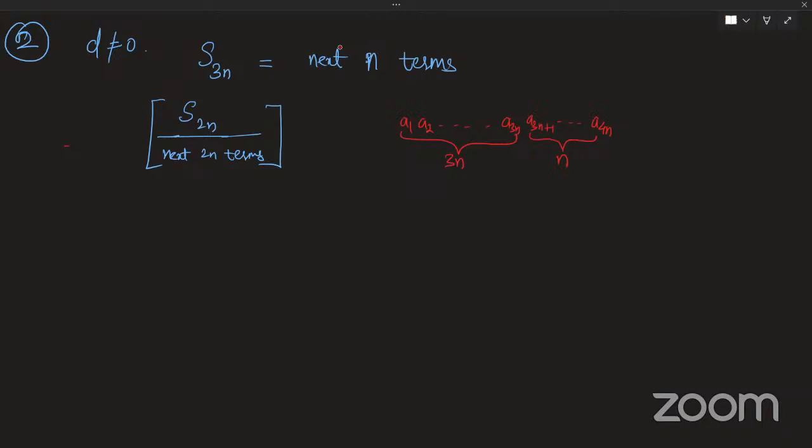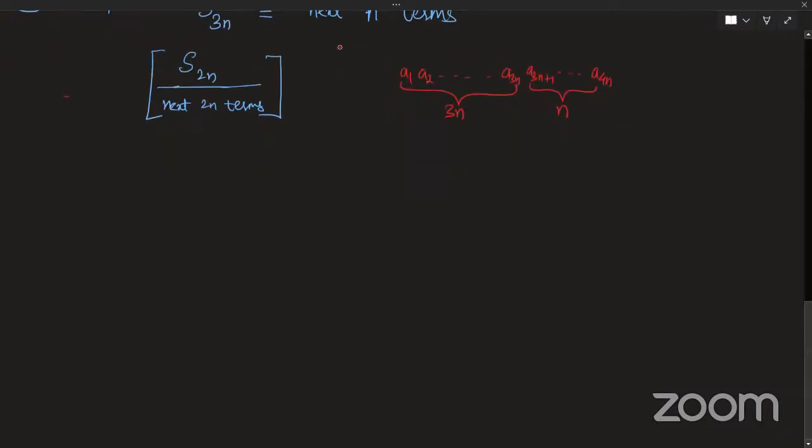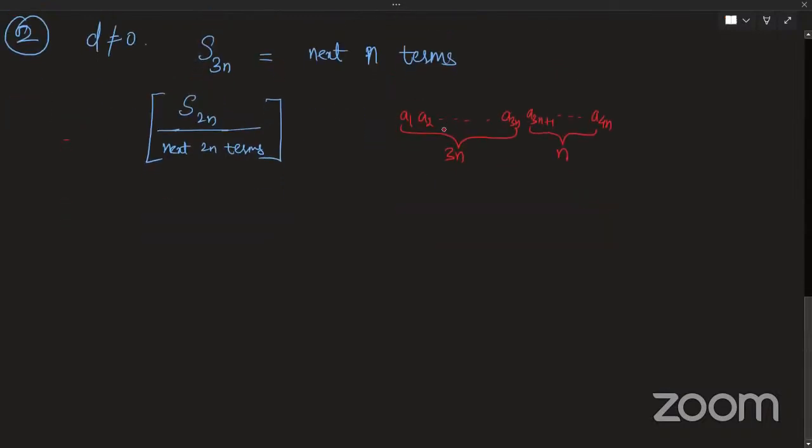Okay. So yeah, that's it. So it is telling me that the sum of the first 3n terms is equal to the sum from 3n plus 1 till 4n, right? Basically, 3n plus 1 till 4n.